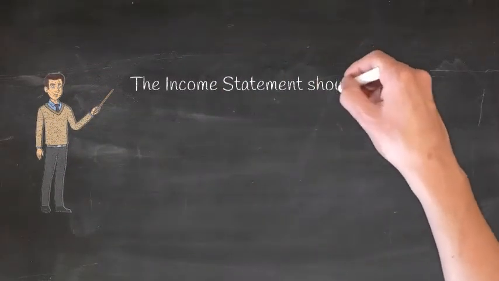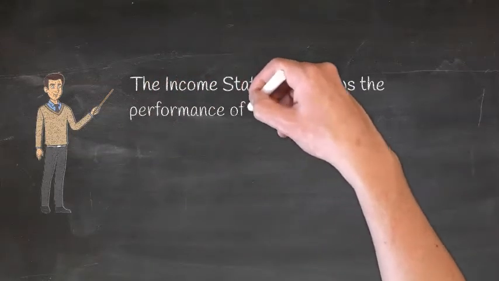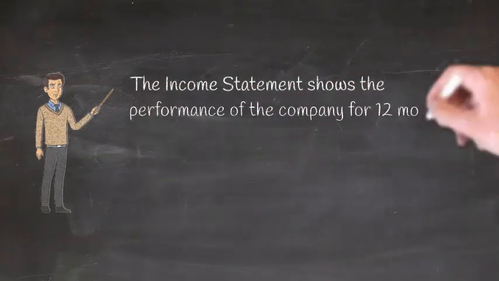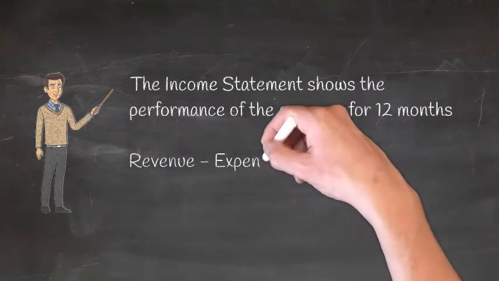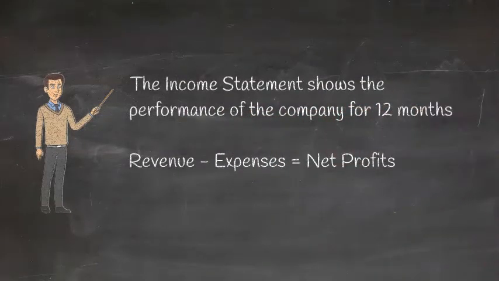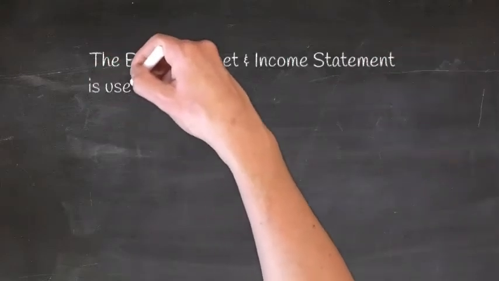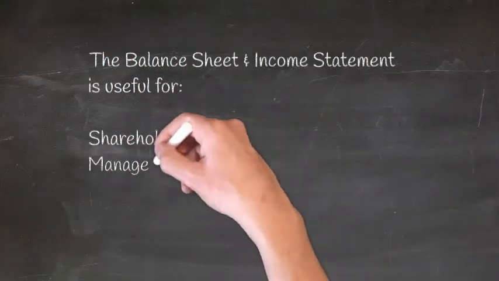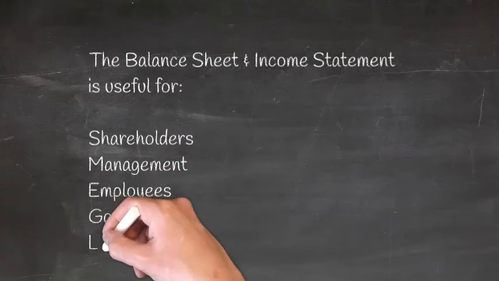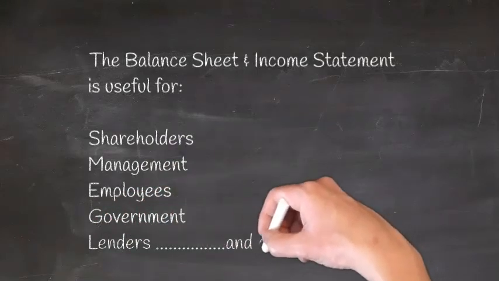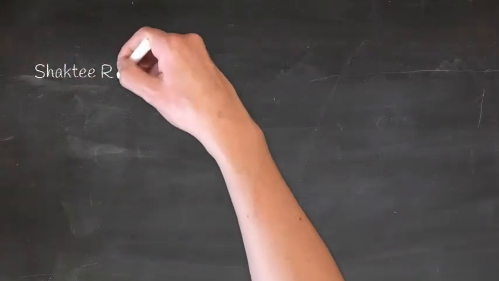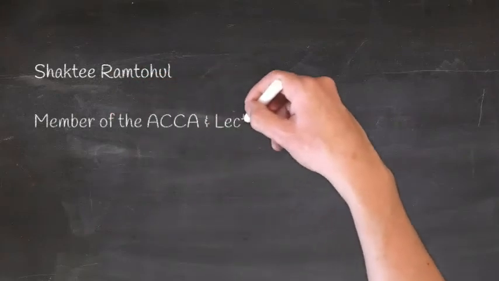The income statement shows the performance of the company for a 12-month period. Revenue less expenses equals net profits. The statements are useful for shareholders, management, employees, government, lenders, and more.